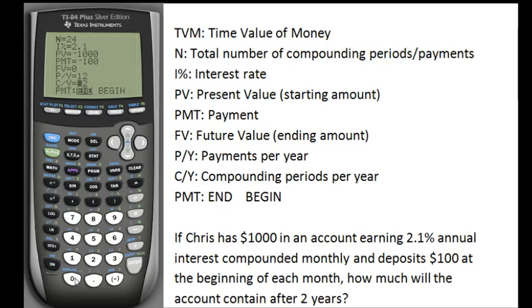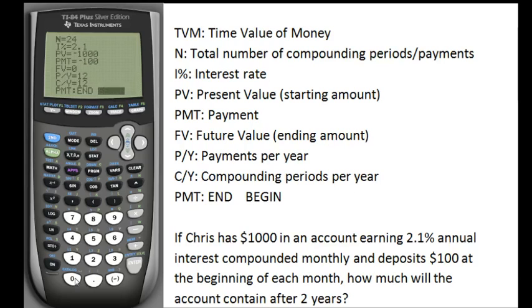At the bottom, we see payment in begin. Now, if we look back at the problem, we see that Chris is making the deposits at the beginning of each month, so we need to select begin. Now, it won't always say whether the payments will be made at the beginning or end of the period. Sometimes it will say what type of annuity it is. Annuity is just a type of savings account. So in an ordinary annuity, payments are made at the end of a period. In an annuity due, payments are made at the beginning of a period. If it doesn't specify at all, we'll always assume end.